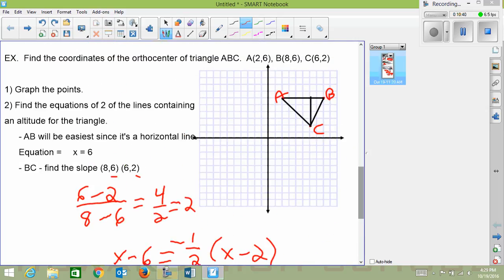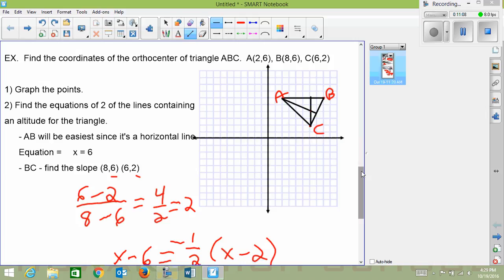Would that work? Where is 6, 4 at? It's right here in the center. And so if I drew a line from this corner through that orthocenter that I just found, does this look perpendicular right here? It sure does. So that point right there in the middle, 6, 4, is my orthocenter.